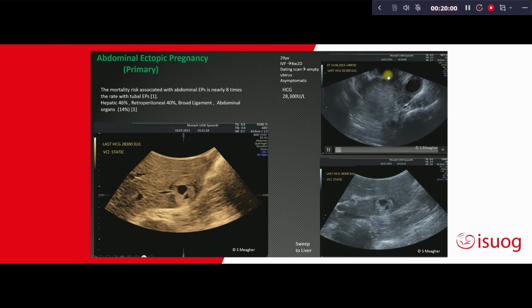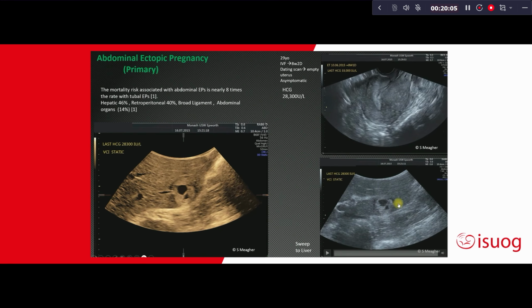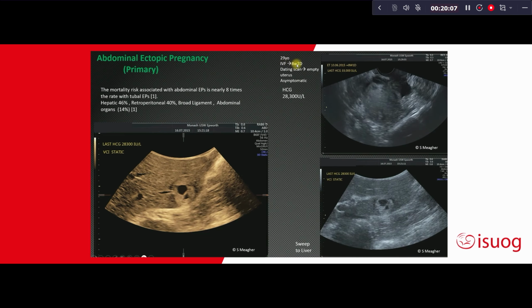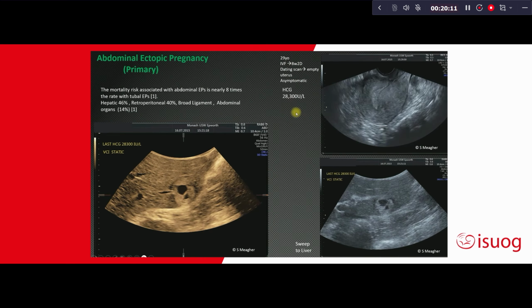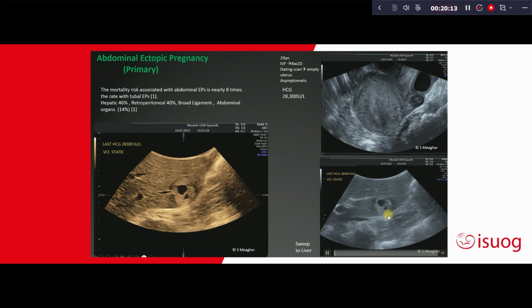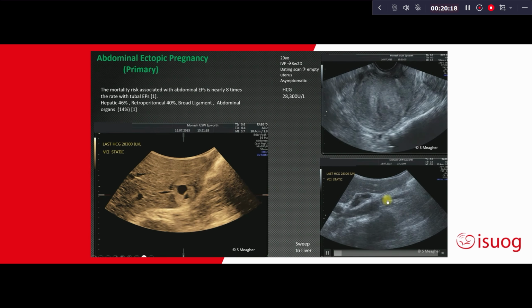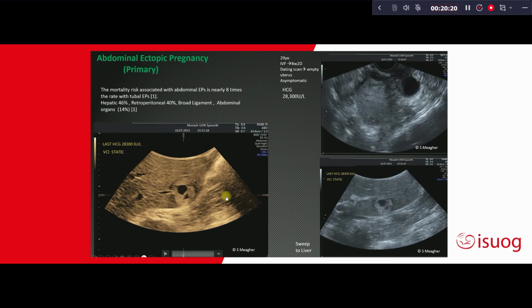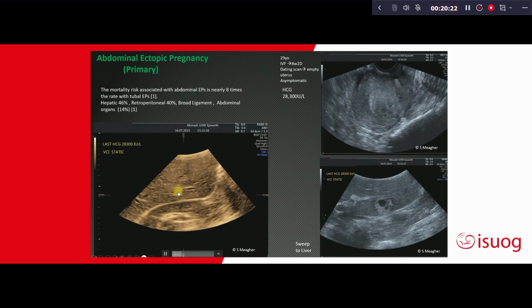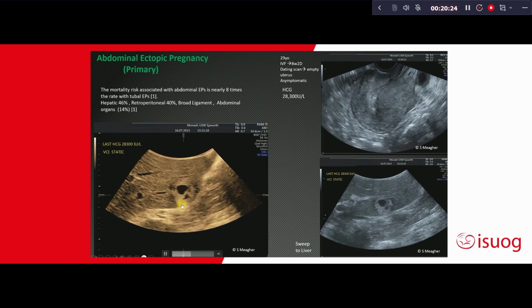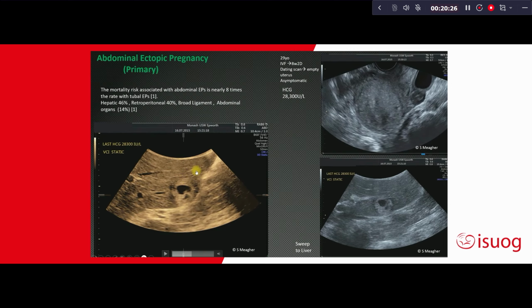So this here is an example of an empty uterine cavity. Up here we can see a patient who's at 8 weeks and 2 days of gestation, a dating scan. The beta HCG is at 28,000. As we come up here, we see that there's a typical trophoblast here of a dichorionic twin gestation. And then using 3D with VCI static, we can appreciate that there are two gestation sacs, one smaller than the other in a patient with a primary abdominal ectopic pregnancy.